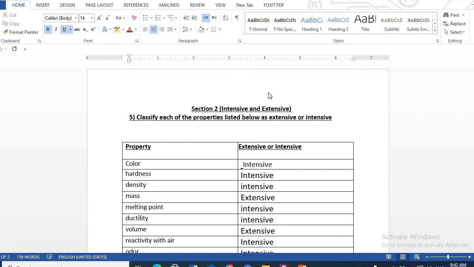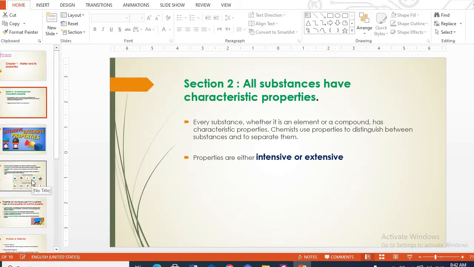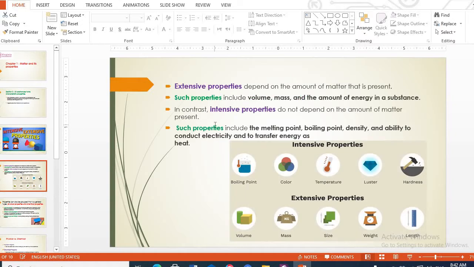Today we are going to answer Chapter 1, Section 2, Intensive and Extensive Properties. Classify each of the properties listed below as extensive or intensive. What is the difference between extensive and intensive properties?